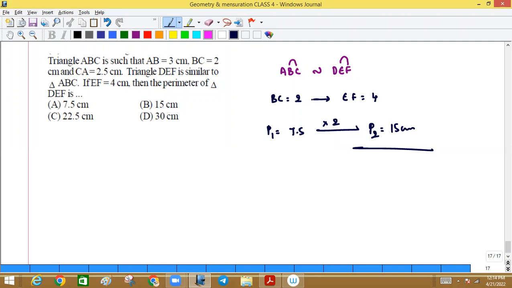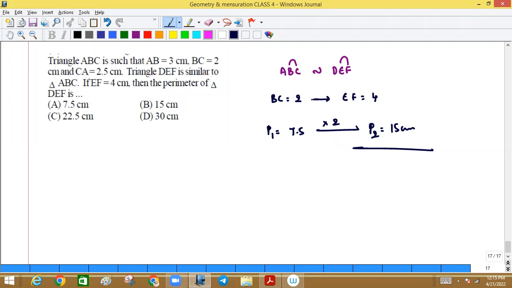What are the sides of the first triangle? 3, 2, 2.5. What would be the sides of the second triangle? 3 doubles to 6, 2 also doubles to 4, 2.5 doubles to 5. So if it is 6, 4 and 5, what is 6 plus 4 plus 5? 15. Instead of doubling every side, find out the perimeter and double it.